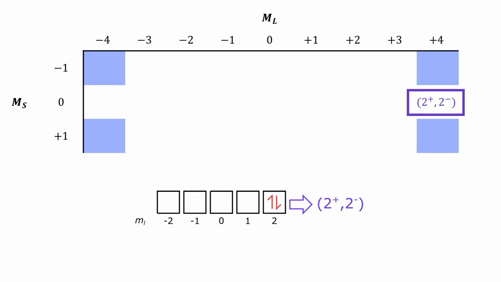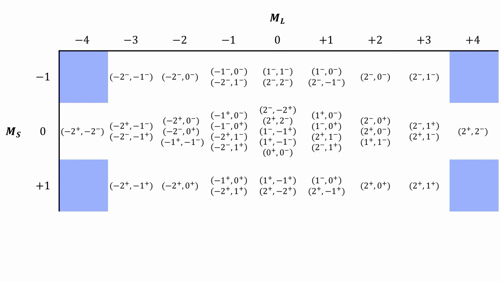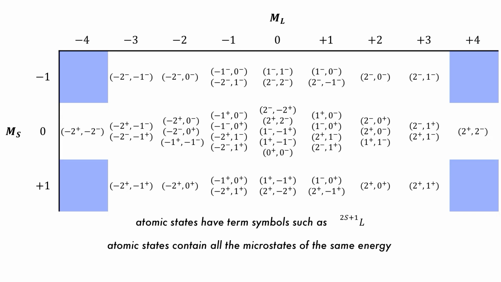The microstate then goes in the box with coordinates Ml is +4 and Ms is 0. Capital Ml is the sum of the little ml values, and capital Ms is the sum of the little ms values. Now that we have the 45 microstates, it's now a process of generating the atomic states. We need to filter them into atomic states, and the atomic term symbol is defined by Ml and Ms.